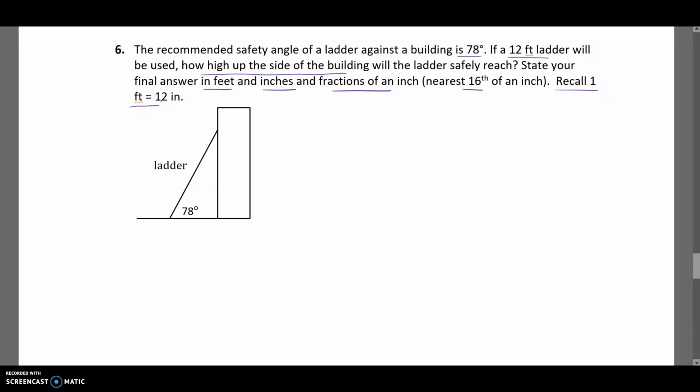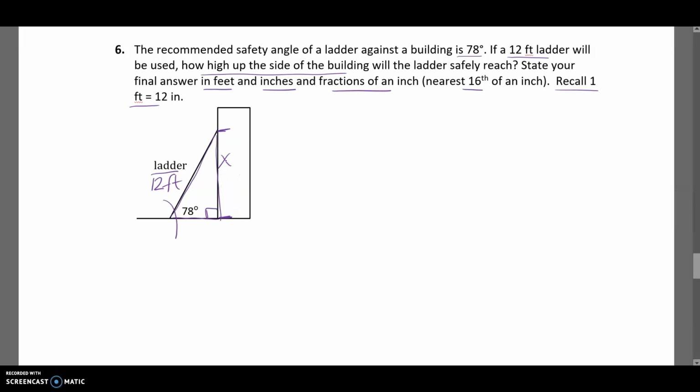Before we can do any of that, we need to first figure out how high up the wall the ladder will reach. From the information above, we've drawn this triangle. We have the ladder leaning against the wall of our building. The building meets the ground at a right angle. So we have our right triangle, and this angle of the ladder is 78 degrees. We're also told that the ladder is 12 feet. I want to know this distance here, how high up the wall the ladder goes. We can call that x.